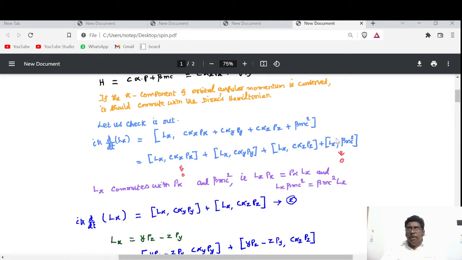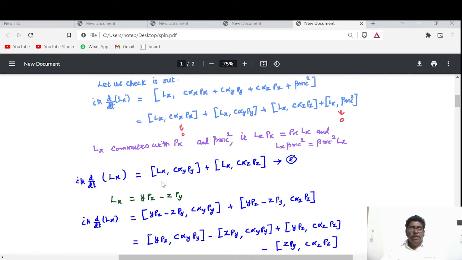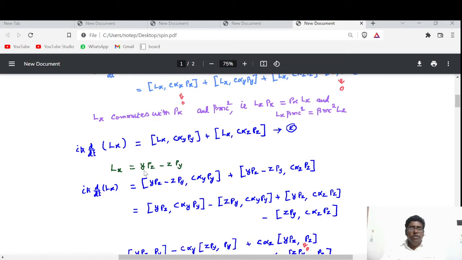You know that the x component of orbital angular momentum commutes with β mc², so this component is also 0. Therefore, the value of iħ d/dt of Lx equals [Lx, c αy py] plus [Lx, c αz pz]. We know the value of Lx equals y pz minus z py. Substitute this value here in equation 2, we can get the equation of this form.